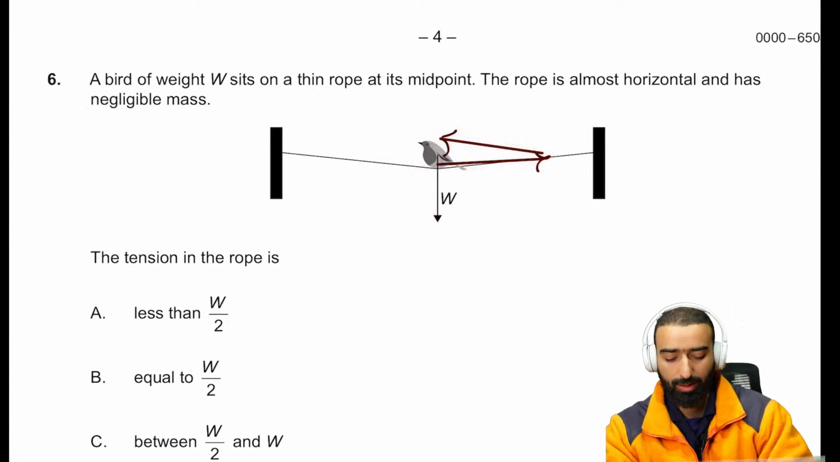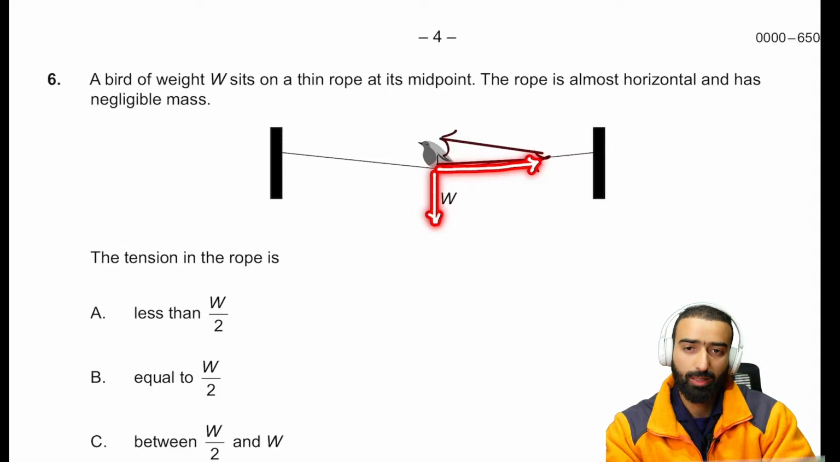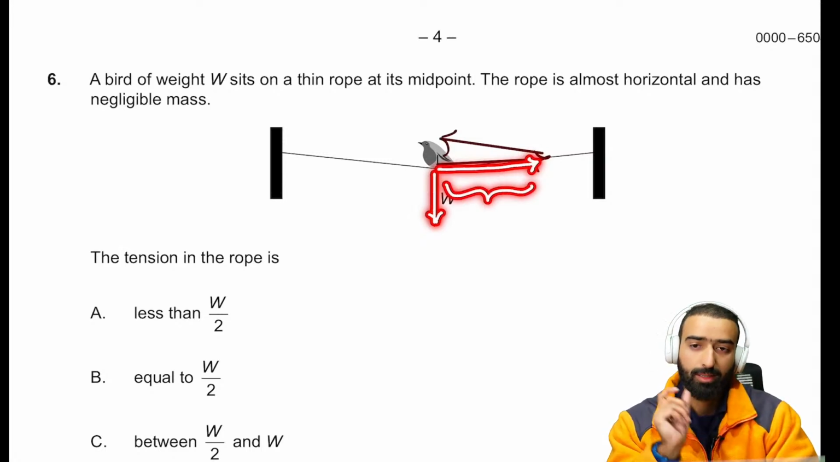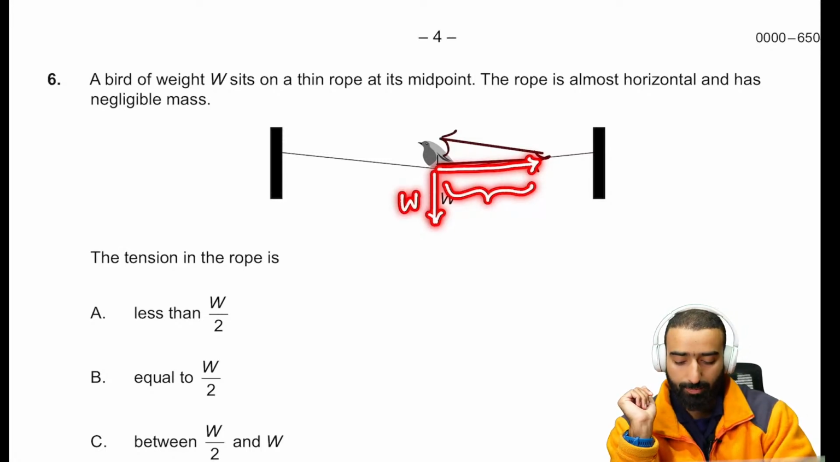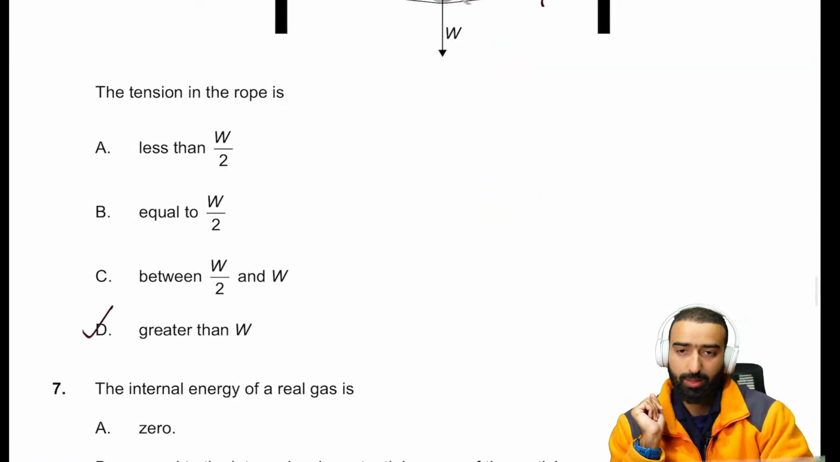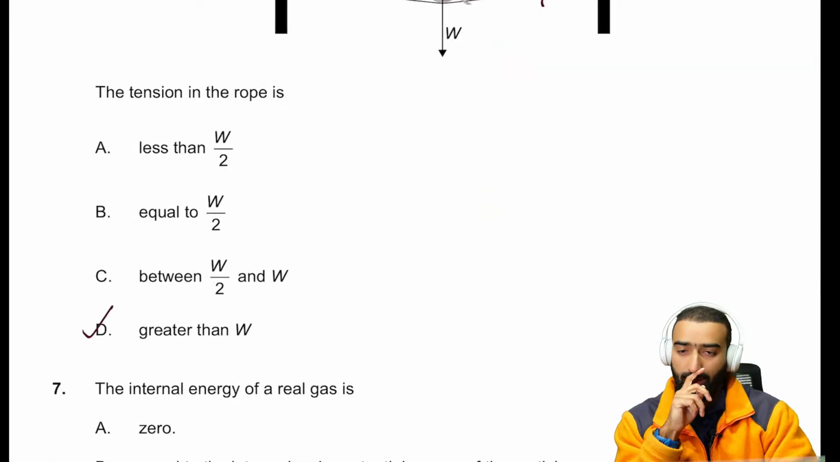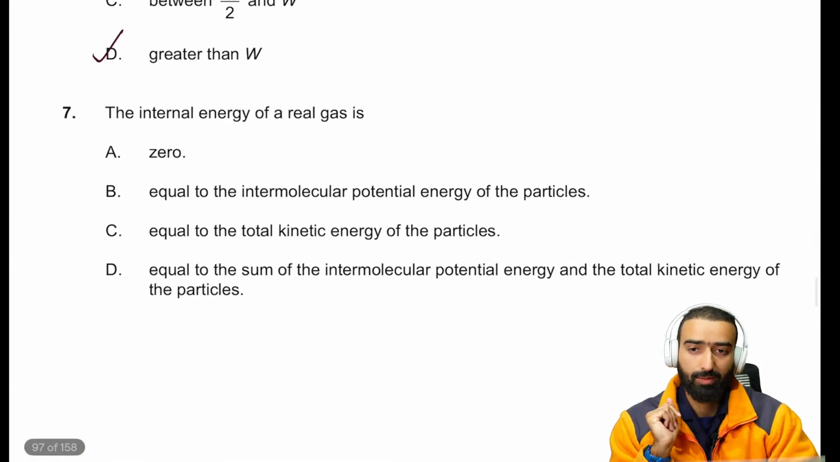But have a look at the length that was required. It is much longer than the weight. All right, if it's much longer than the weight, we understand that the tension must be greater than the weight. All right, so this was a tricky one. So we would go with greater than W. Okay, let's press on to the seventh question.